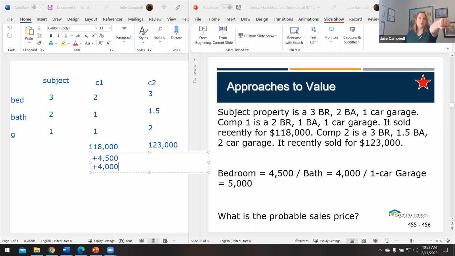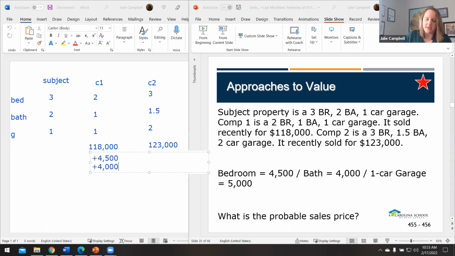My subject has a one-car garage. My comp has a one-car garage. They're already right on, right? And you don't need to make any changes to that, do I? Because they already match. So I take my $118,000, which is what a buyer was willing to pay for comp one, and I'm going to adjust comp one to make it match my subject.